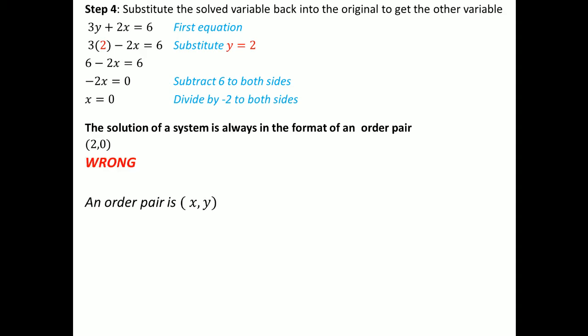Wrong. Notice that the ordered pair is always x, y. Therefore, the correct ordered pair should be 0, 2. The x goes first, which is 0, then the y goes next, which was 2. So the correct ordered pair, that is the solution to this system, is 0, 2.